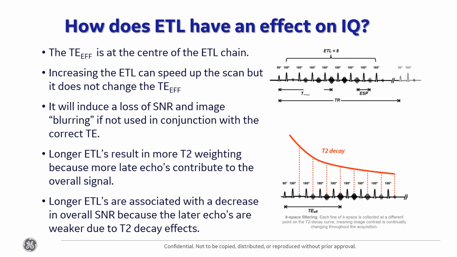Longer ETLs result in more T2 weighting because late echoes contribute to the overall signal, and longer ETLs are associated with a decrease in overall signal to noise because the later echoes are also weaker due to the T2 decay effects.